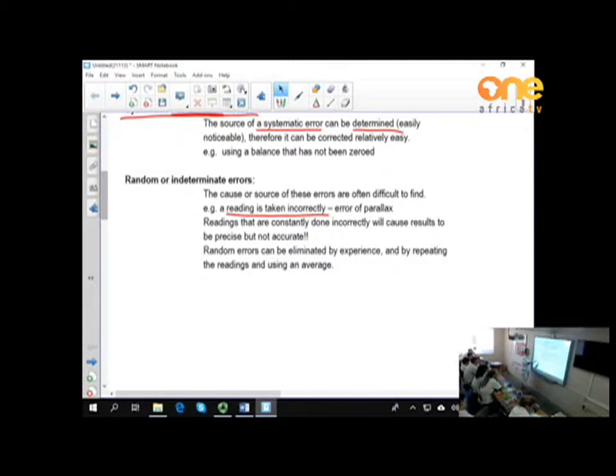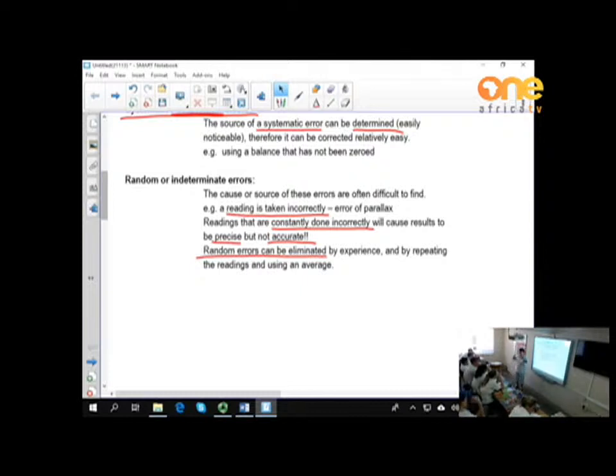Readings that are constantly done incorrectly will cause the result to be precise but not accurate. And I'll come back to precision and accuracy in a moment. Random errors can be eliminated by experience and by repeating the reading and taking an average.